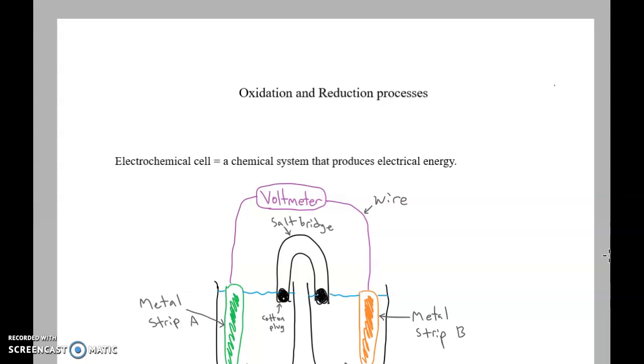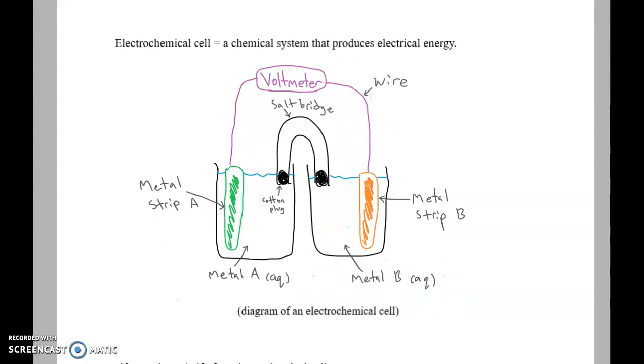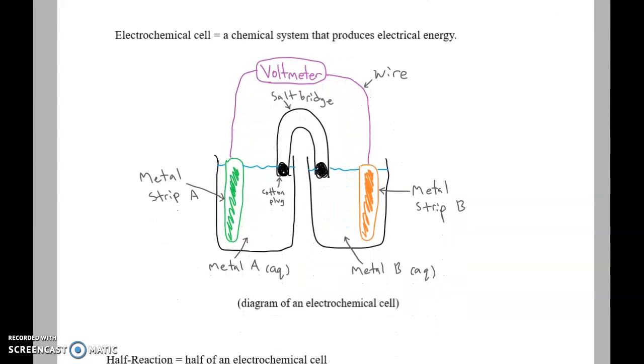So I will be explaining oxidation and reduction processes. First thing to know is what an electrochemical cell is. An electrochemical cell is a chemical system that produces electrical energy. I've drawn up a diagram of how they're typically set up.